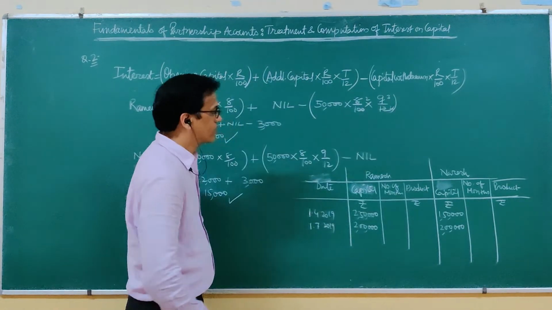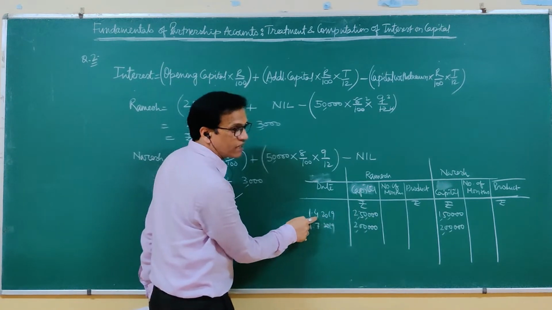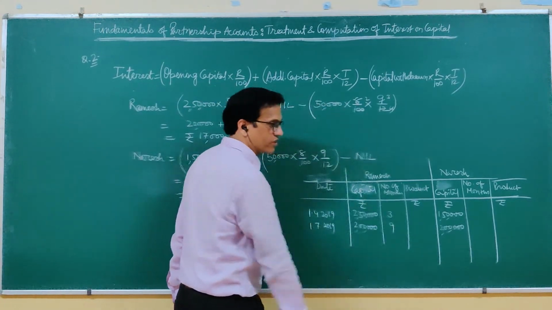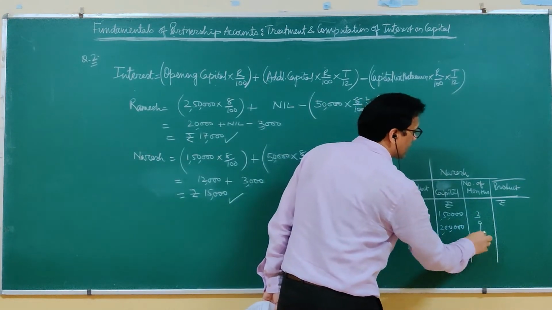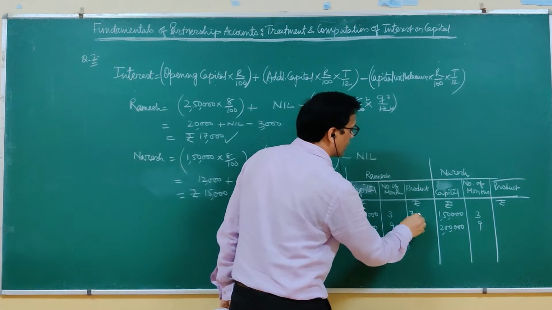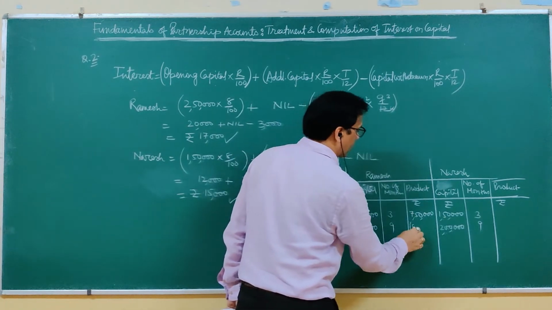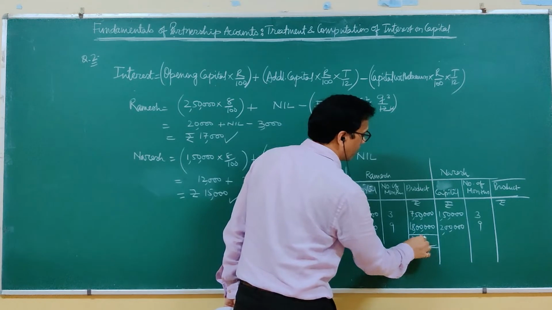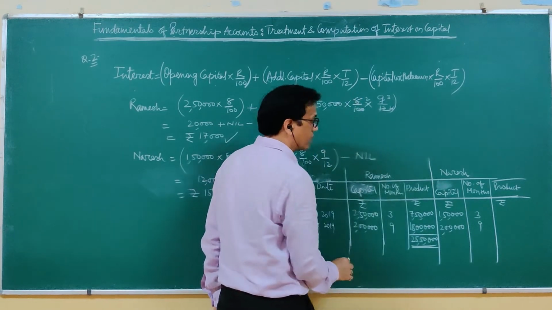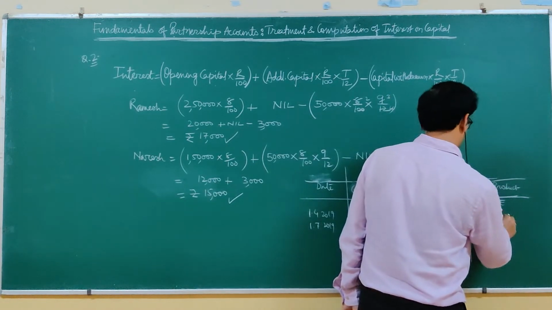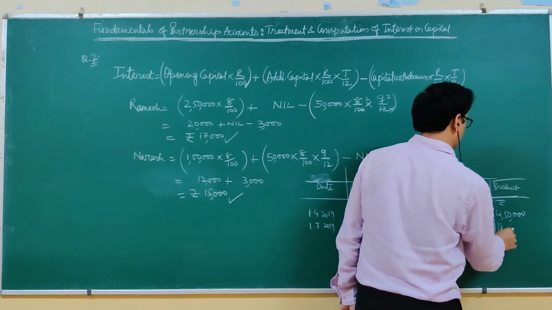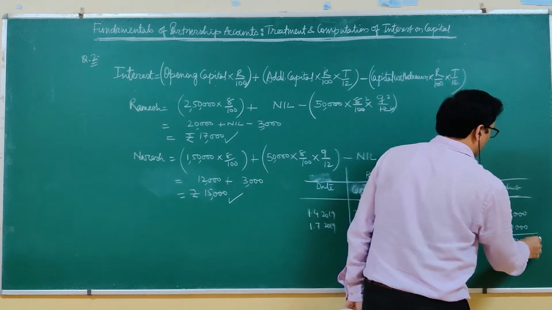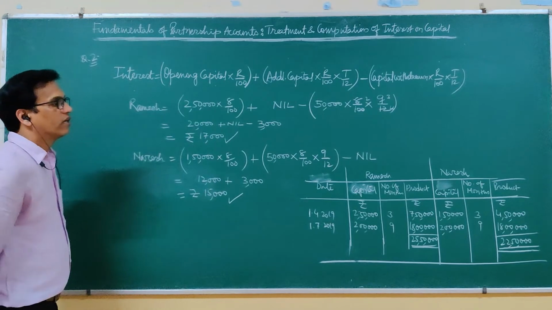Now let us calculate the number of months. This amount 2,50,000 rupees from 1st April to 1st July was with us for 3 months, and this amount 2 lakh rupees was for 9 months. Likewise here 3 months, 9 months. Multiply 250 into 3, 7,50,000 rupees and 18 lakh rupees. So this is 25,50,000 rupees, capital invested for 1 month. Here it is 450 and 18 lakhs, that is 22,50,000 rupees.